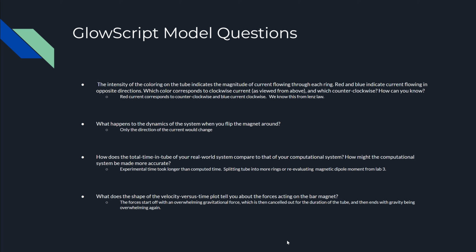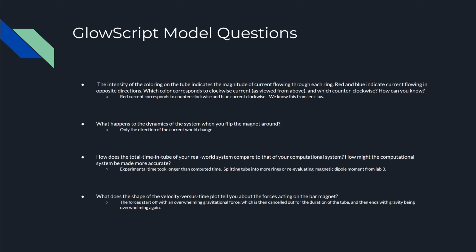So the GlowScript model questions are: the intensity of the coloring on the tube indicates the magnitude of current flowing through each ring. Red and blue indicate current flowing through in opposite directions. Which color corresponds to clockwise current as viewed from above, and which counterclockwise? How can you know? I said the red current corresponds to the counterclockwise and blue current clockwise, and we know this from Lenz's law.